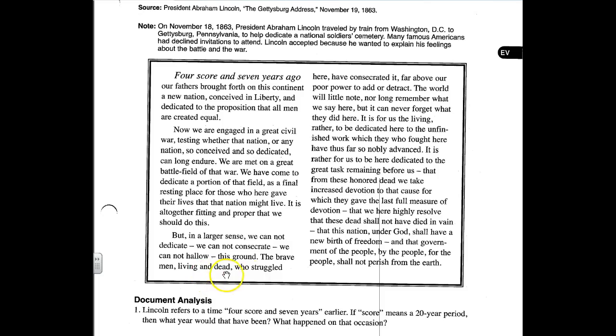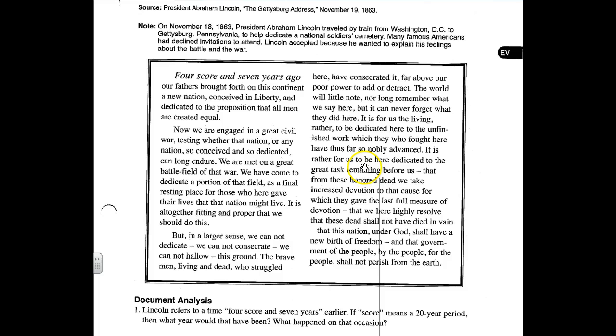The brave men, living and dead, who struggled here have consecrated it far above our poor power to add or detract. The world will little note nor long remember what we say here, but it can never forget what they did here. It is for us, the living, rather, to be dedicated here to the unfinished work which they who fought here have thus so far nobly advanced.